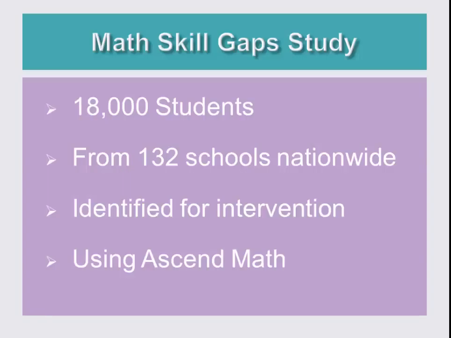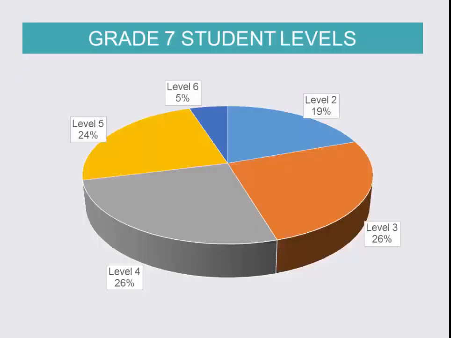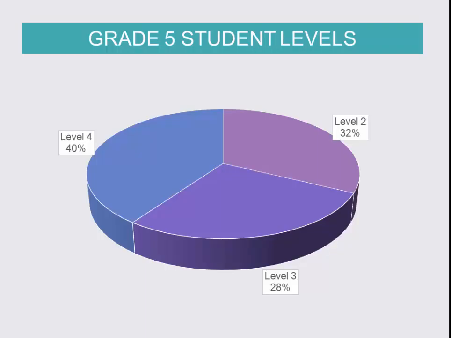Earlier this year, Ascend Education conducted a study of more than 18,000 students identified for RTI and taking the level recommendation test. These students represented 132 schools nationwide. Grade 7 students in this study were nearly evenly split with a functional grade level 2, 3, 4, and 5 grade levels below the 7th. Results for grade 5 were similar, with students at 1, 2, and 3 levels below grade.